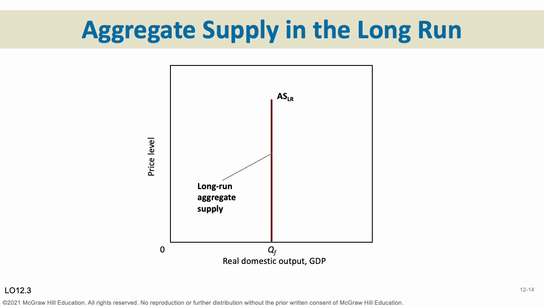So in the long run, the economy will produce the full employment output level, no matter what the price level is, because profits will always adjust to give firms exactly the right profit incentive to produce exactly the full employment output level. Remember that full employment output level is the only sustainable level long term.